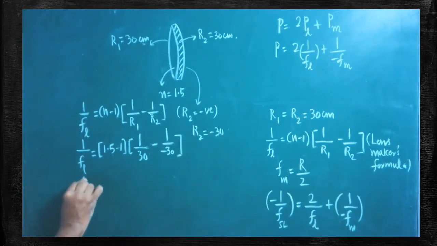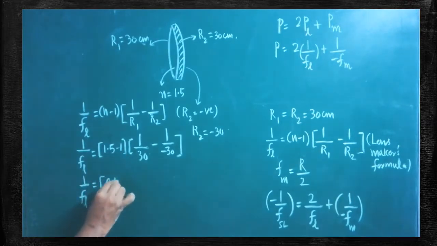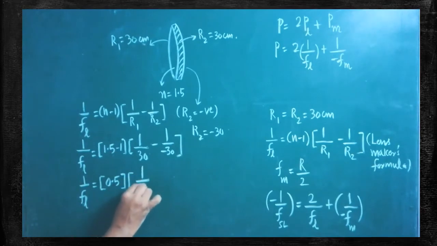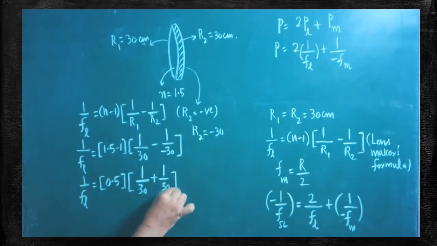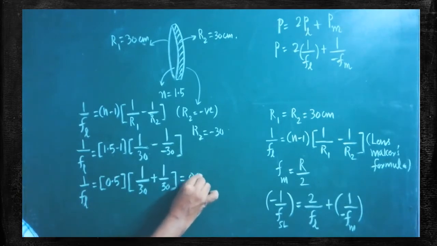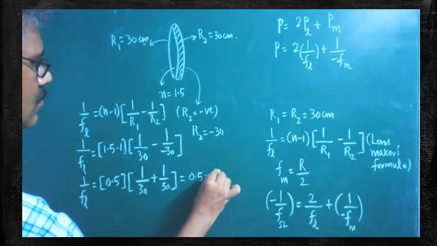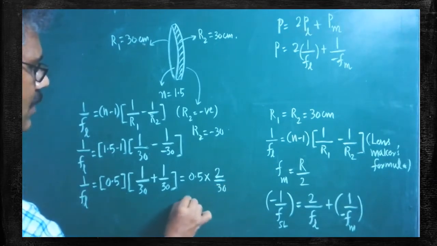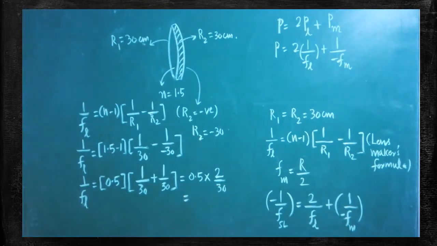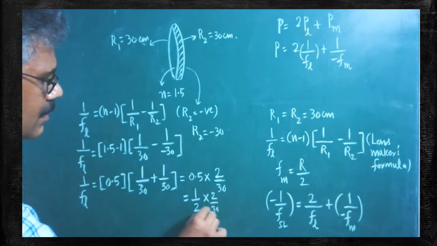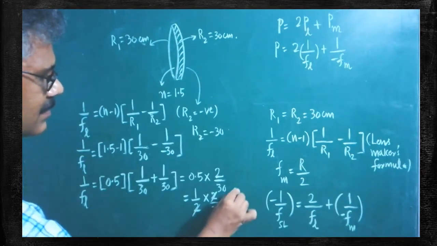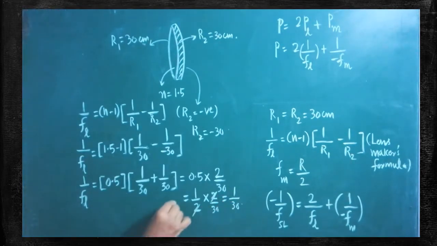So what will happen now? 1 by FL is equal to, after calculation, this one becomes 0.5, and after that this one becomes 1 by 30. If both the two negatives are combined, you will get 1 by 30. Are you clear? After that, 0.5 into 2 divided by 30 you will get. 0.5 is nothing but 1 by 2, into 2 divided by 30. After cancellation you will get 1 by 30.